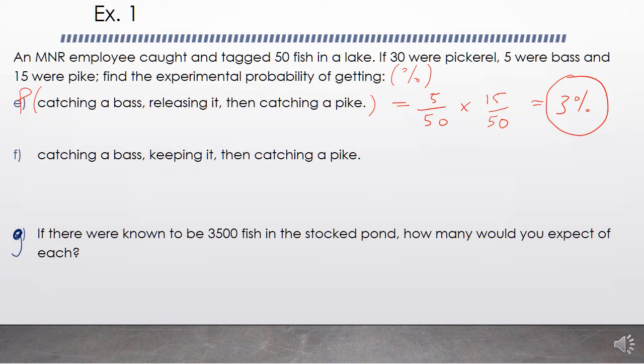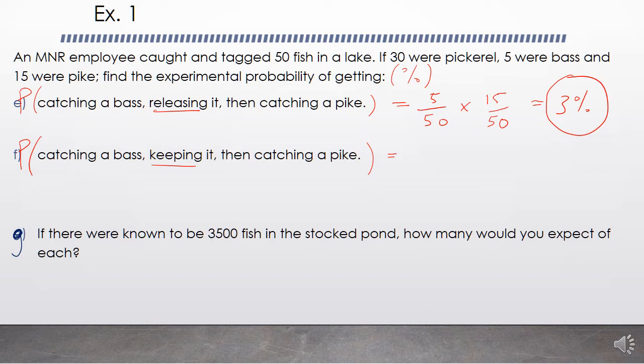F, probability of catching a bass, keeping it, then catching a pike. So this question looks almost identical except for these two words, releasing, keeping. It's like that question we did in a previous lesson, if you remember, about the Queen of Hearts. I asked, what's the probability of drawing the Queen of Hearts? What's the probability if you don't draw it the first time, but then get it the second time? Or try to draw it the second time and you don't put the card back.